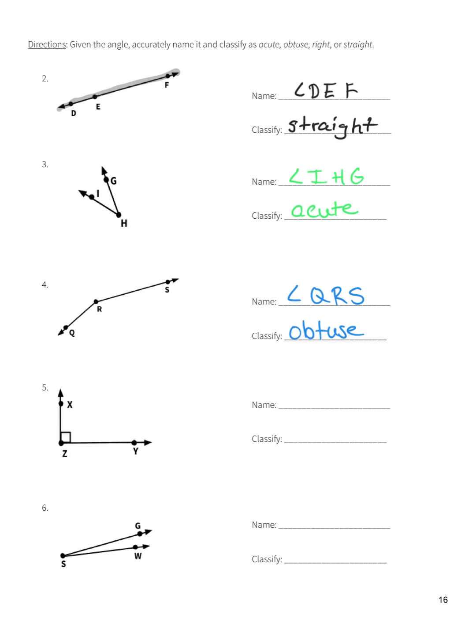Next, I can see that this is a 90-degree angle because it has this square indicating that right there. Look at that. It is a right angle. And I'm going to name it by its common endpoint, XZY. And last but not least, I have this angle, which I can see is smaller than 90 degrees. So it's smaller, it's cute, it's an acute angle. And the name of the angle is GSW.